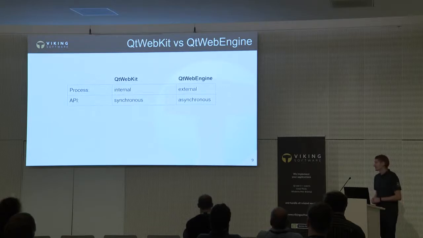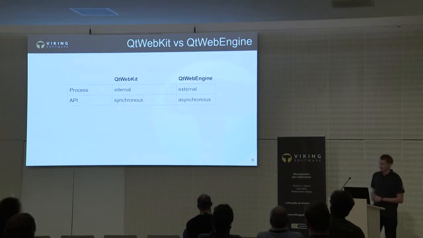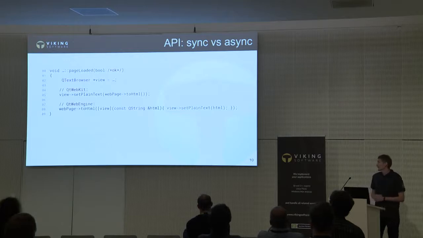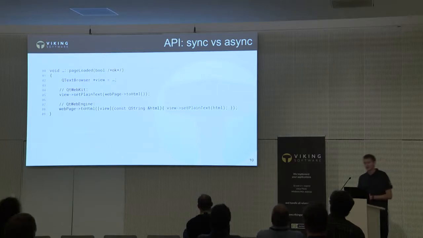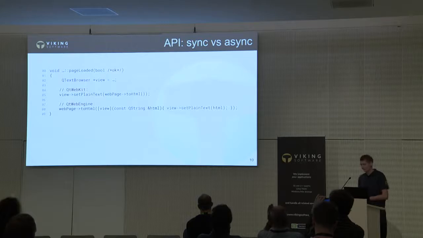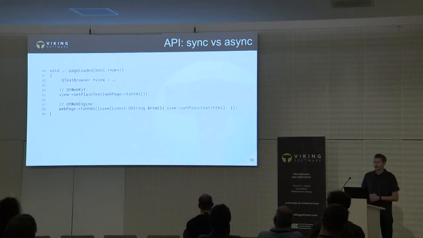The next big difference is a result of such a multiprocess design. It's synchronous or asynchronous API. Obviously, it's not a problem to provide a synchronous API in WebKit, but in WebEngine, we have to use a callback-based API and pass pointers to some callbacks. It could be functors or lambdas or whatever we want. And that's a normal way to, say, get the HTML of a downloaded document or to run JavaScript and so on.